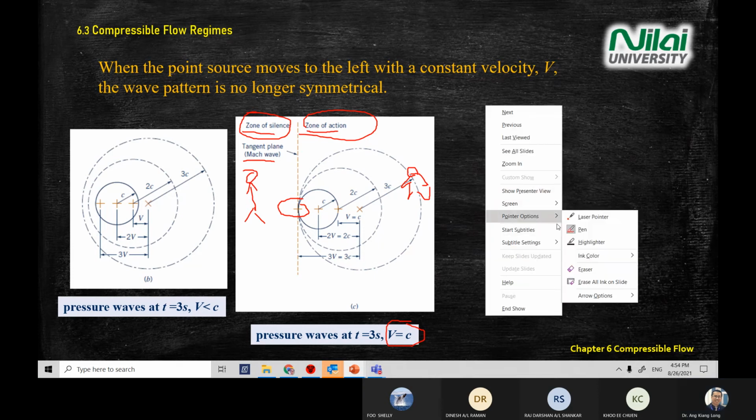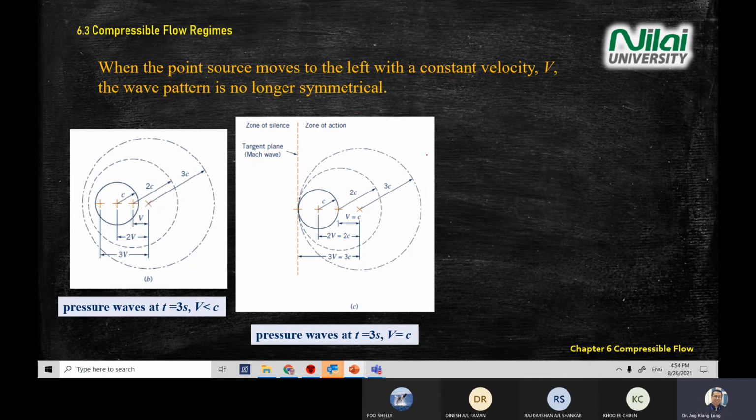Okay, so have a careful look at the diagram. Make sure you understand what happens if you increase your velocity. You have a Mach wave with its tangent to one point from the circle. On the left-hand side, or in front of the Mach wave, you won't hear anything. But behind the zone of action, you will hear a voice.